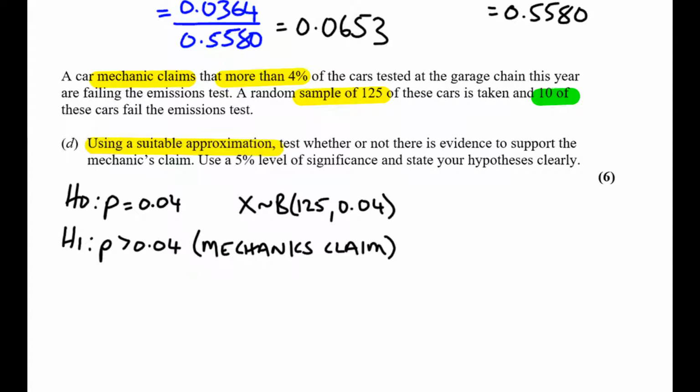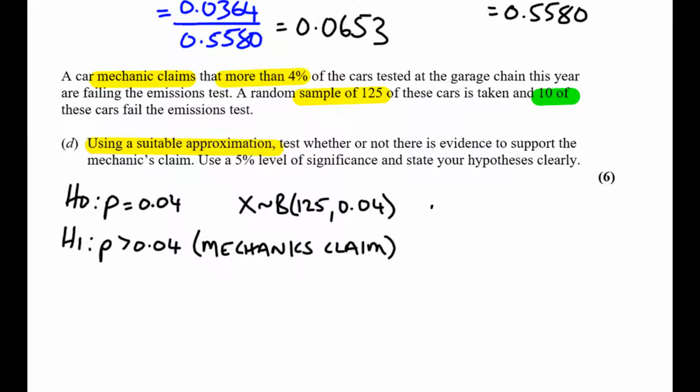Well, the conditions for the Poisson are that n is large and p is small. The conditions for the normal are that n is large and p is close to 0.5. This looks like it's going to be the Poisson. If the expectation that I get won't work with the Poisson, then I have no choice but to go to the normal distribution.